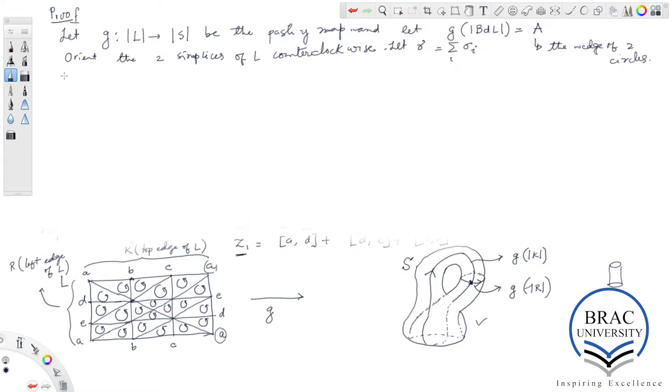Orient the one simplices of L arbitrarily. Okay, here again, results 1 and 2 of lemma 1 hold since the orientations of all the two simplices are preserved under the gluing map. Okay, exactly for the same reason that we had for the two torus case.